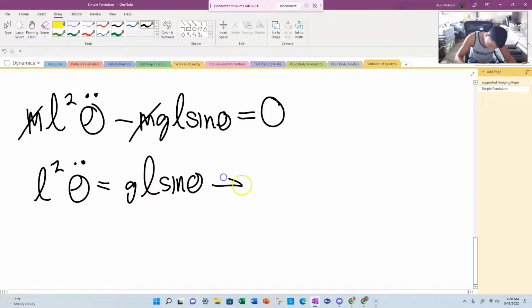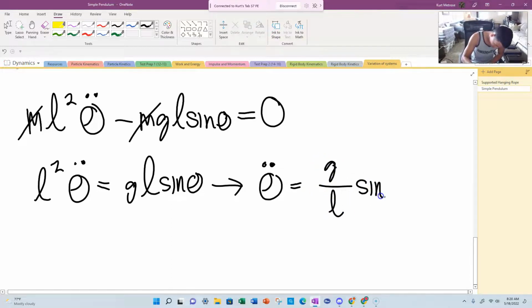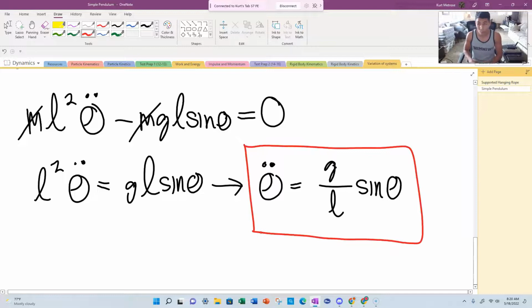theta. And then if we just put theta double dot by itself, because that's what we want to do, because that would make sense because it's the equation of motion, right? And we can see that if we divide by L squared, we're just going to get g over l sine theta. And this is your answer. I mean, this is the equation of motion for a simple pendulum. Right? This is all you need to do.